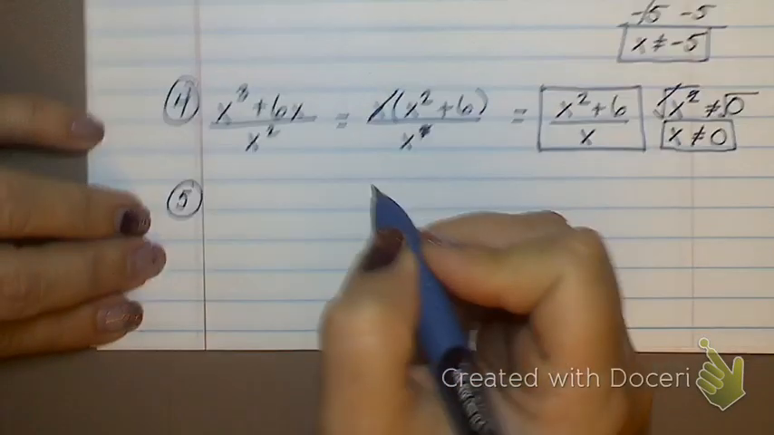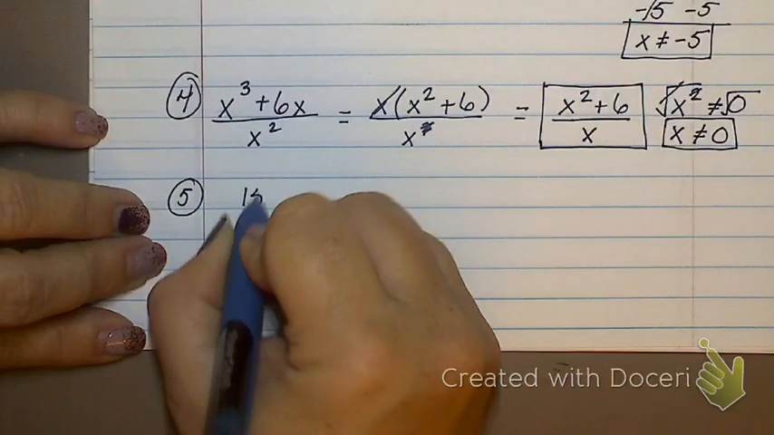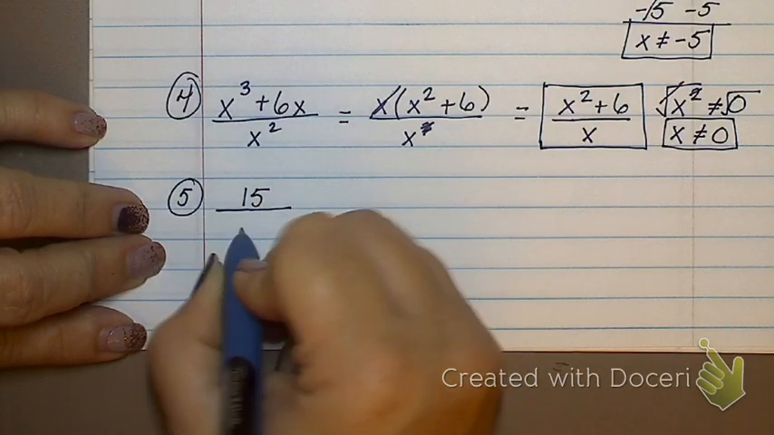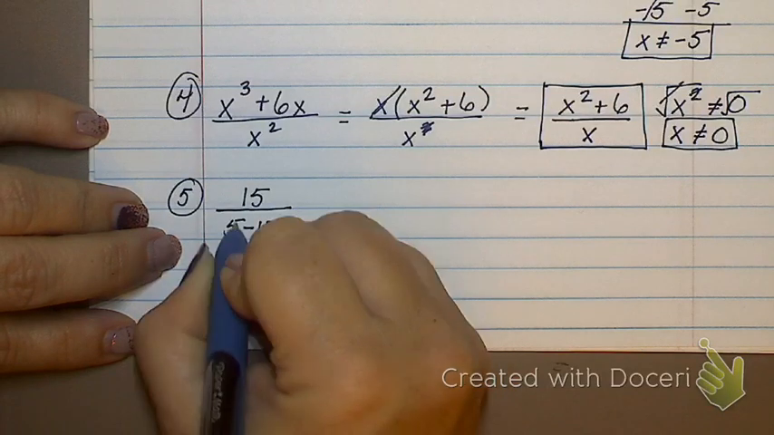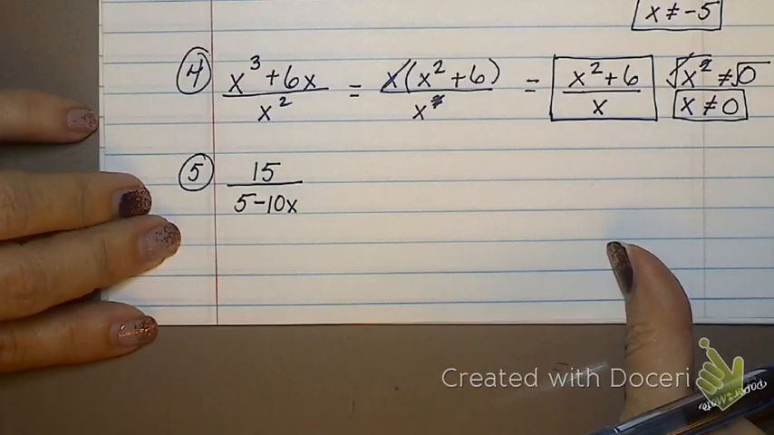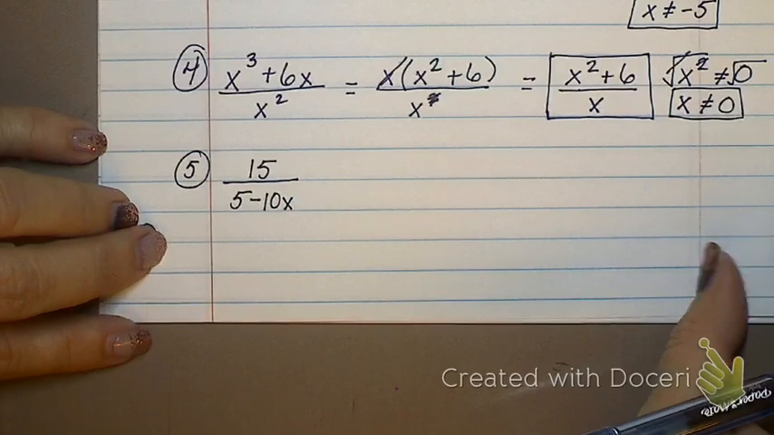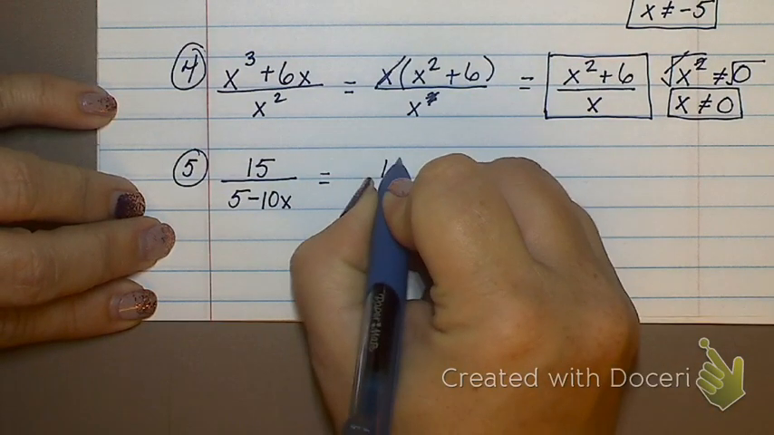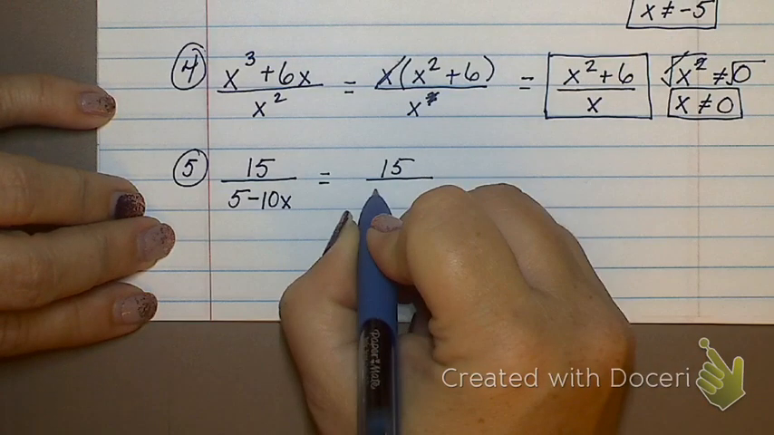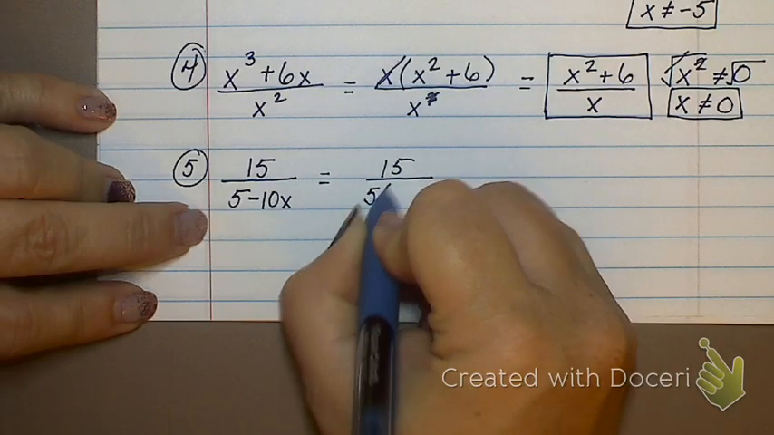Okay? All right. 15 over 5 minus 10x. What can I do? Factor the denominator. What comes out on the bottom? And then what's left inside?